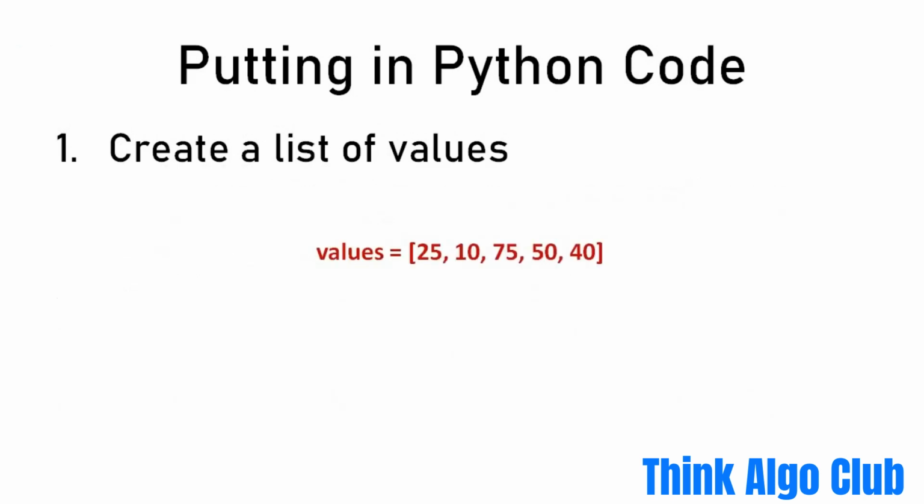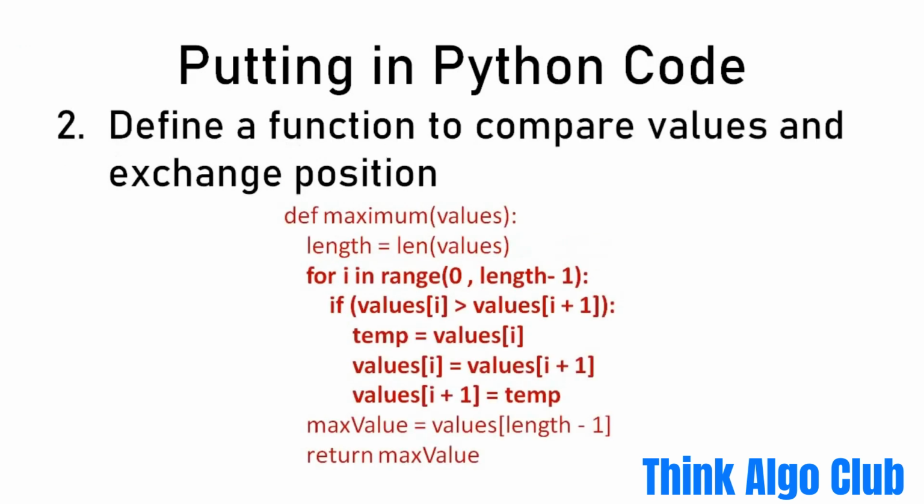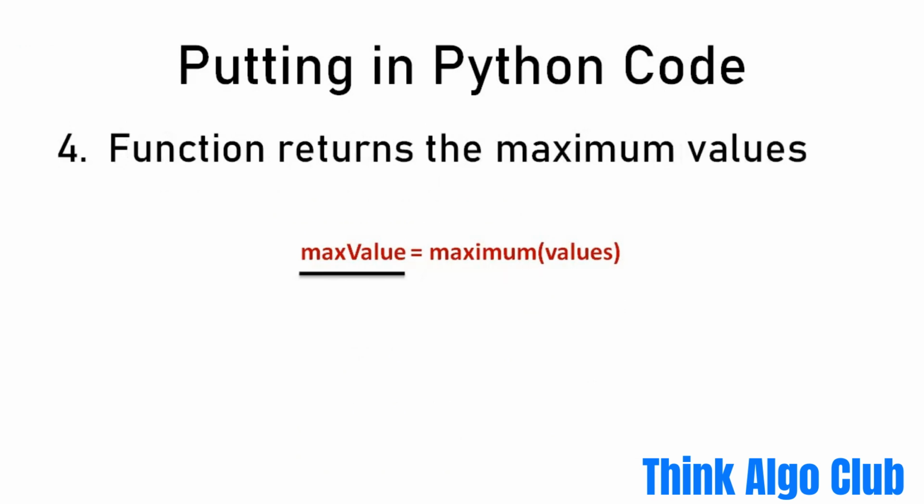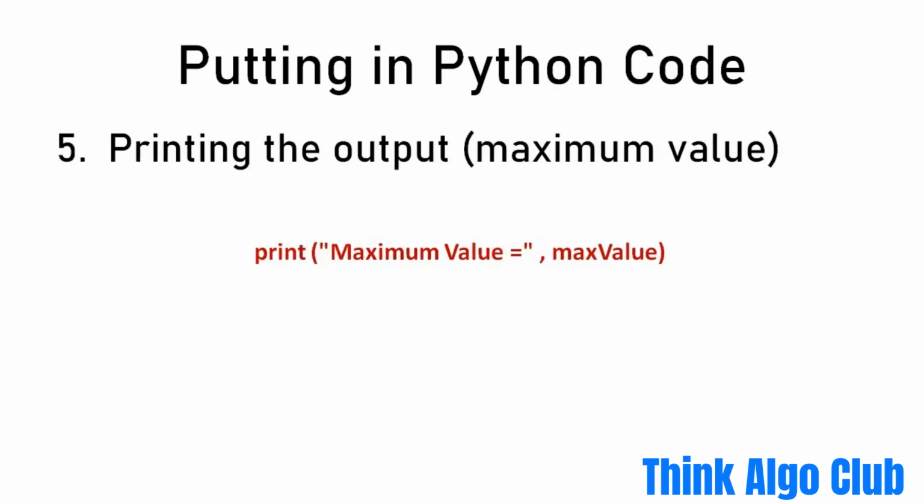So number 1, we create a list of values. So we actually assign 5 values to a variable called values. Then we define a function. You can see everything is the same except the if statement is under the for loop, because we have to do it repeatedly. Then in the next slide, the function will return a max value, which is assigned to the max value variable. And finally, the max value will be printed on the screen.